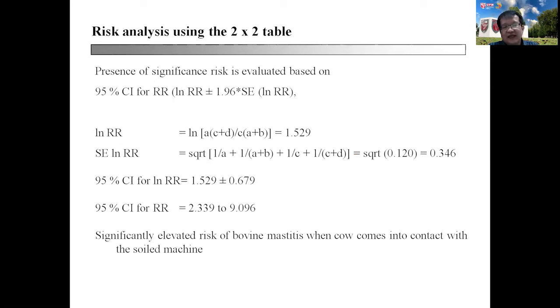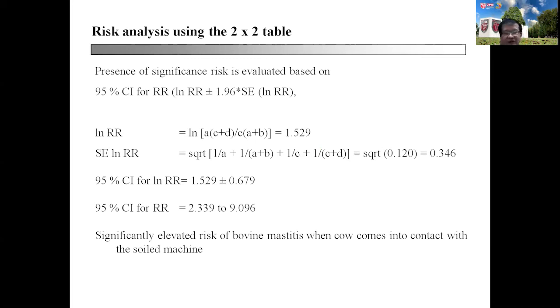So how do we calculate the errors then? The errors will be calculated based on this particular formula. And this formula will allow us to calculate the 95% confidence interval for the log risk ratio. And this is translated into the quantities, the range mentioned here, 2.3 all the way to 9.09.